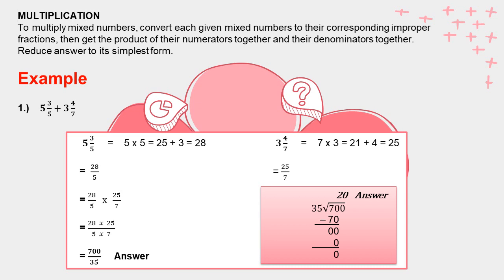700 divided by 35 is equal to 70. 70 divided by 35 is 2. 70 minus 70 is 0. Bring down 0. 0 divided by 35 is 0. So therefore, the answer is 20. So 700/35 ay ang equivalent po pala ay 20. So ayan po yung ating multiplication.